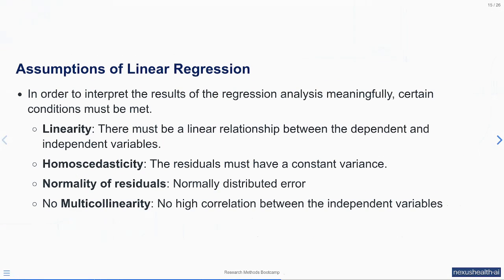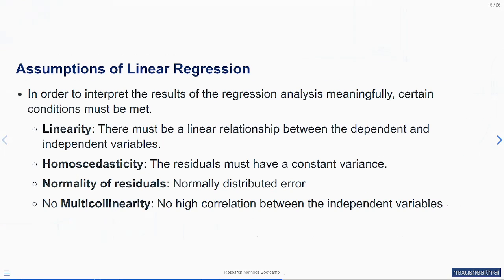In order to interpret the results of the regression analysis meaningfully, certain conditions have to be met. The first of which is linearity. There must be a linear relationship between the dependent and the independent variables. So remember when we did the lecture on correlation, one of the assumptions in correlation was that there had to be linearity, and it's the same assumption that we have here for linear regression. In fact, it's even implicit in the name linear regression.